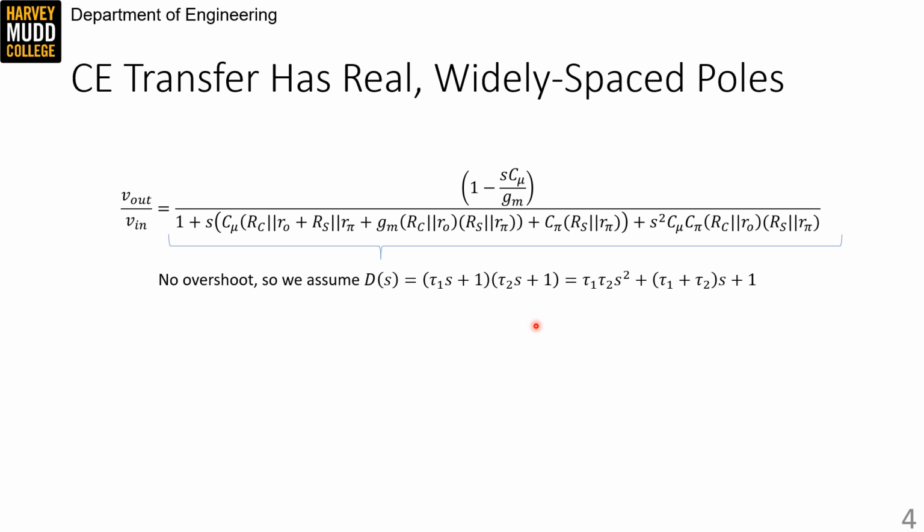So that means we can write our denominator polynomial as D of s is equal to tau 1 s plus 1 times tau 2 s plus 1. So just the product of two first order real terms. Multiplying that out gives us this second order expression.